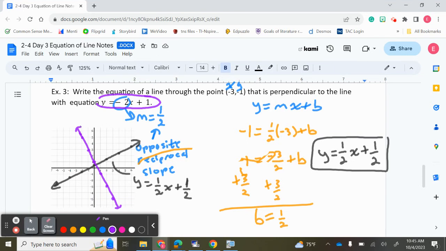Try the next two. So you try it. They want to find, the first one is using a parallel line. The second one is finding the perpendicular line. Why don't you guys give it a shot? All right, go ahead.